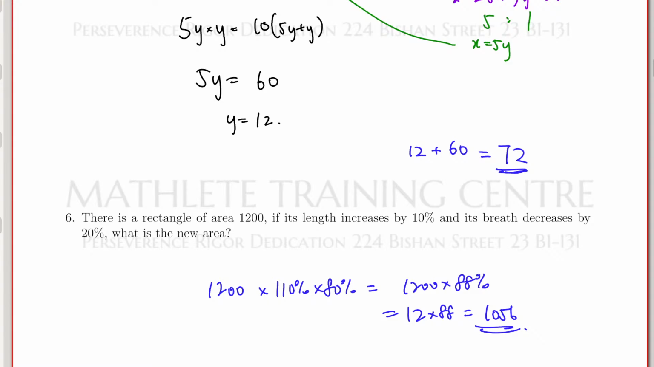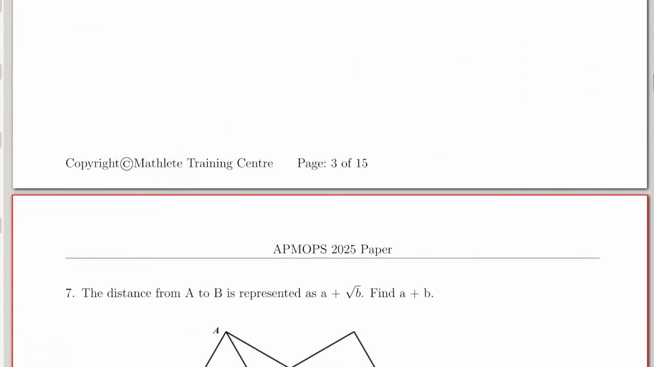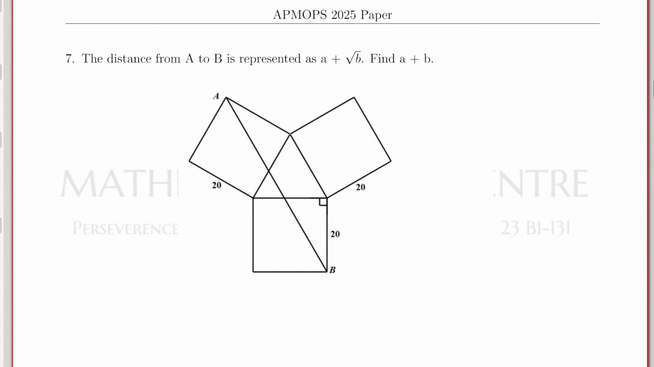For our next question, question number 7, we are given these three squares on an equilateral triangle. The distance from A to B is represented by A plus square root B. Find A plus B here. So for this question, go and take a look at the numbers that have been given. What you can realize is that we are forming some nice triangles. The reason is because, let's say I go and draw the parallel line, parallel to AB, passing through this middle line here. Then I can drop some perpendiculars.